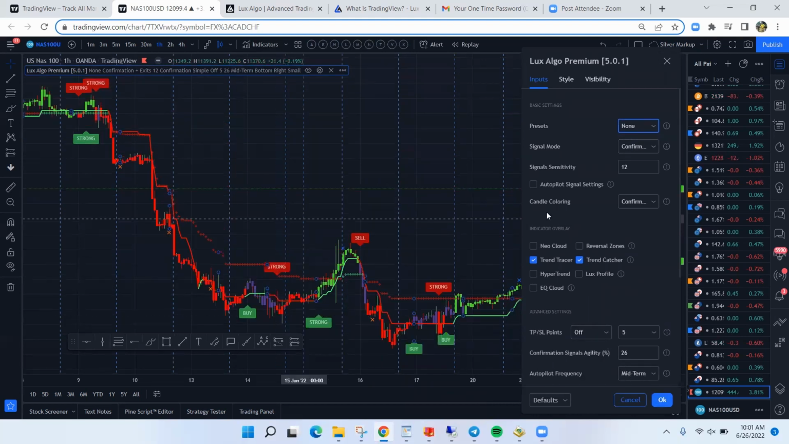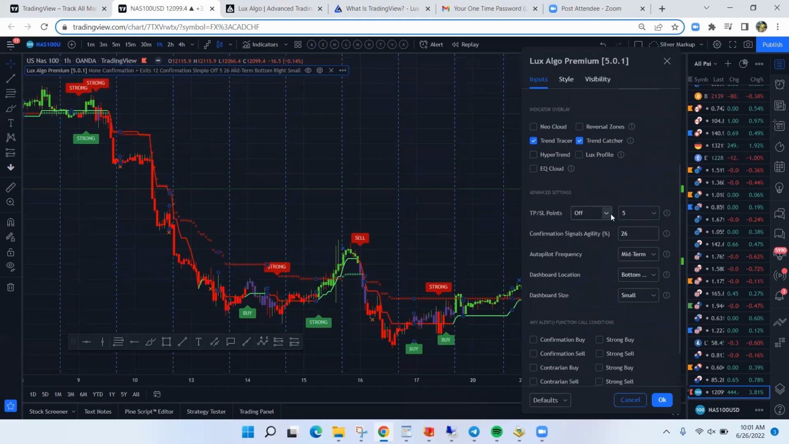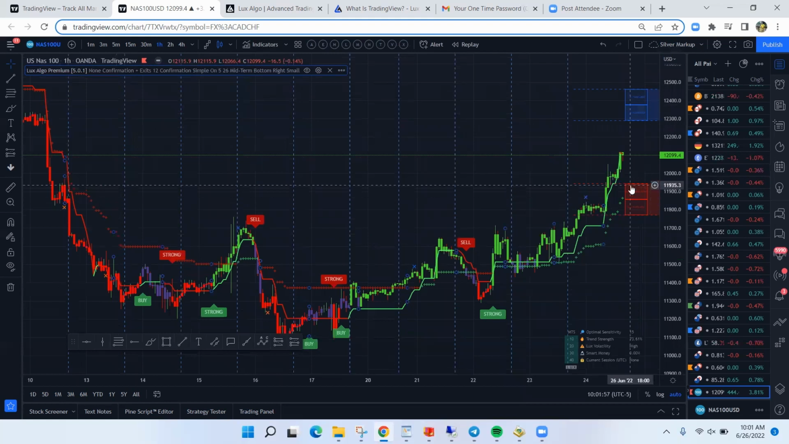Now, another thing here is you have your TP and SL points. So what that means is it'll help you and guide you into what would be a good stop loss and take profit in the market. So if I switch that on, you'll have to go to the current price, and you'll see that you have a zone here where if you took a trade absolutely right now, this would be your recommended areas for putting stop losses and your recommended areas for putting take profits.